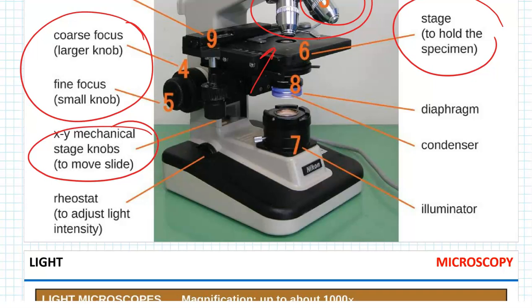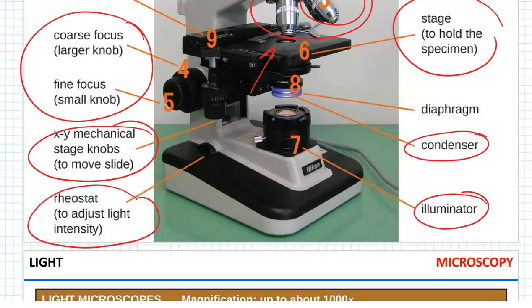Now, a few things that may cause some trouble understanding. Rheostat. It's a little dial that changes the intensity of light. Illuminator is a fancy word for light bulb. Condenser is a special lens that focuses light on the specimen, so it does not spread out like this.